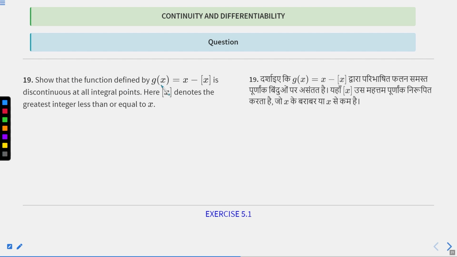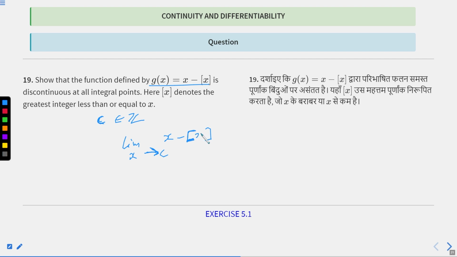Now we have to show that this function is discontinuous at all integral points. Here this denotes the greatest integer less than or equal to x. Very simple. So pick c belongs to the set of all integers. So far so good. Then limit x tends to c will be what? As you can see, x minus the greatest integer of x.